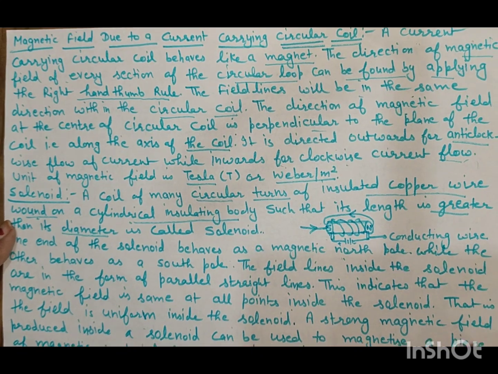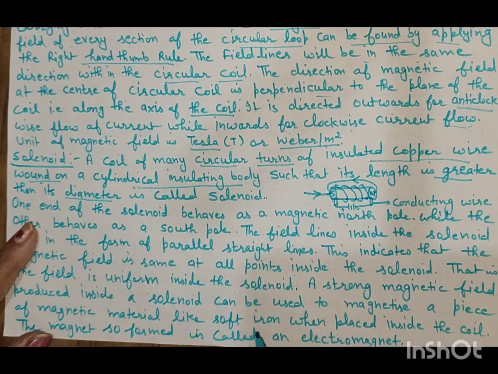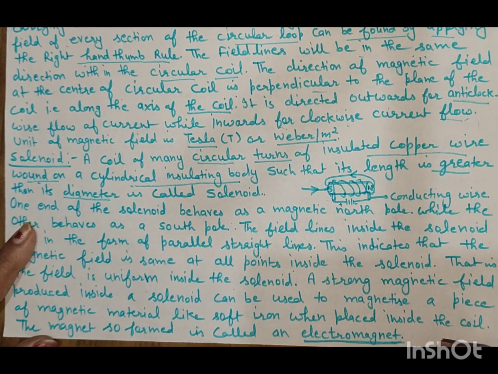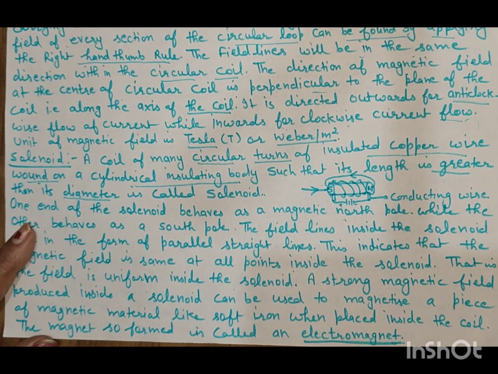A strong magnetic field is produced when a magnetic material like soft iron is placed inside the coil. The magnet so formed is the electromagnet. It means a magnet formed by the use of electricity. That type of magnet is called an electromagnet.